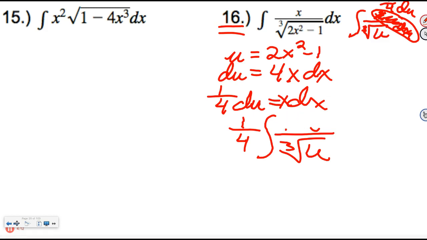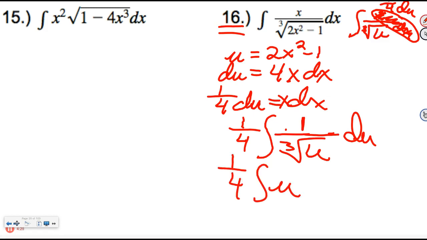I just prefer to have it off on the side for what we're going to be doing later, so I like to just keep it over there. So what do I put on the top of my fraction? I put a 1. All right, from here I would do 1/4 and know that I'm integrating u to the negative 1/3 du.